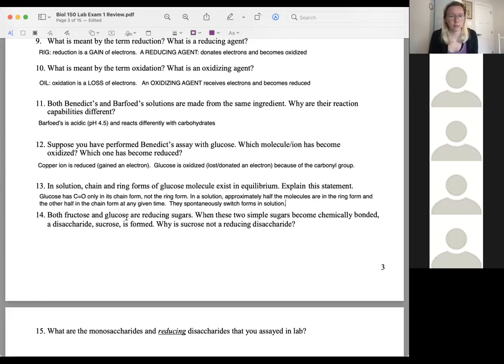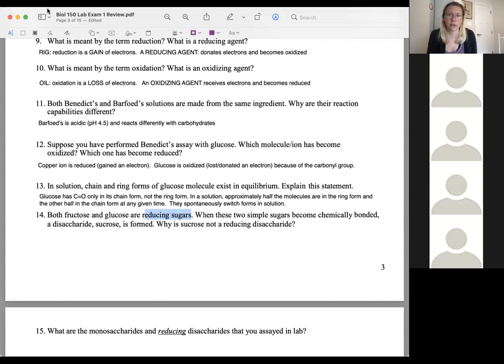Could you repeat the question again? Sure. So we're talking about fructose and glucose. These are two monosaccharides, and they are both reducing sugars. So they both have that ability to donate an electron. And when these two come together, they form a disaccharide called sucrose, but sucrose is not a reducing sugar. So why is the disaccharide not reducing if the two monomers that make it are reducing?